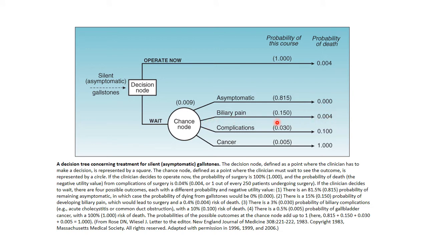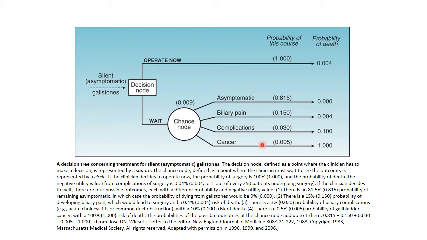If they develop that, they'll probably end up going to surgery, and the death probability is the same as if they had done surgery in the first place. Some will undergo complications like acute cholecystitis, where the death probability goes up a little bit to 10%. And with cancer, a very low number of patients, say 0.5%, are going to develop it. However, death is very, very likely in those cases.